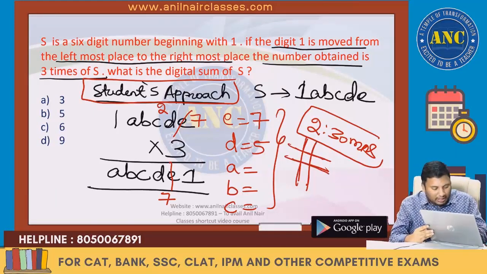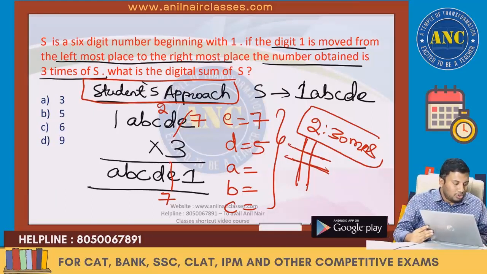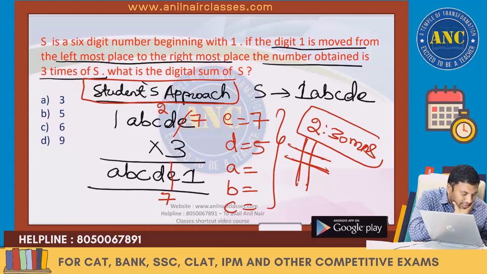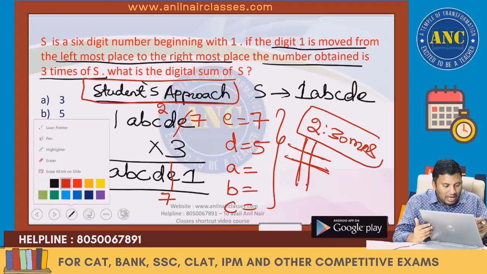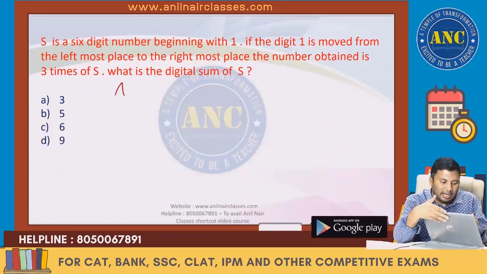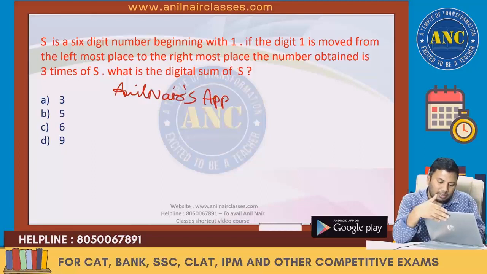Useless method, method 1. Right? Method 2: can you take 9 and 111? Yes, I wrote it on a prime basis. Prime basis of 9, prime base is 3. That is the students' approach. Now, if you are listening to Anil Nayar, this question I am converting into a 5 seconds approach. Anil Nayar's approach.